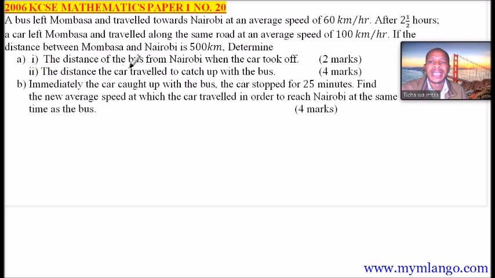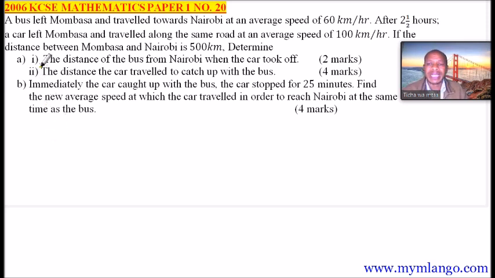A, Roman number 1, the distance of the bus from Nairobi when the car took off, 2 marks. Roman number 2, the distance the car traveled to catch up with the bus, 4 marks. Part B, immediately the car caught up with the bus, the car stopped for 25 minutes. Find the new average speed at which the car traveled in order to reach Nairobi at the same time as the bus. So this is a section 2 question, and it should add up to 10 marks.